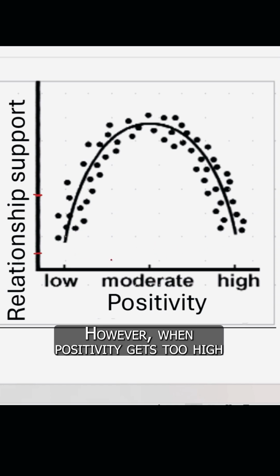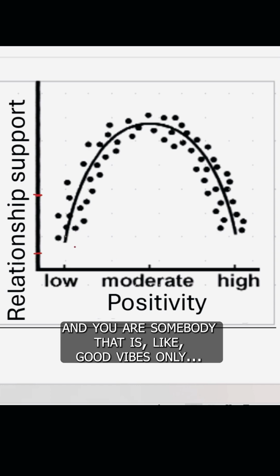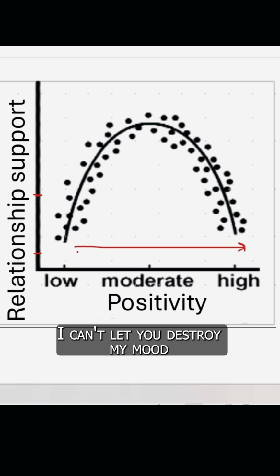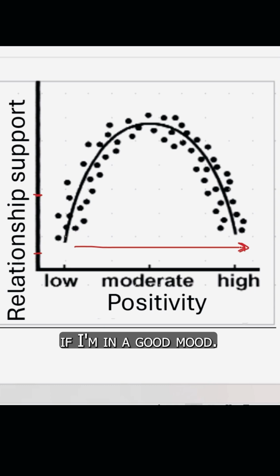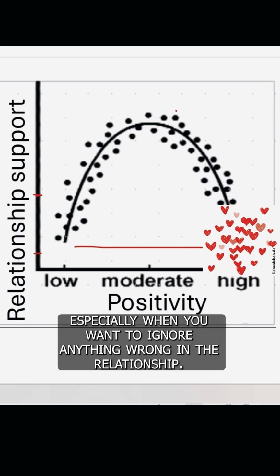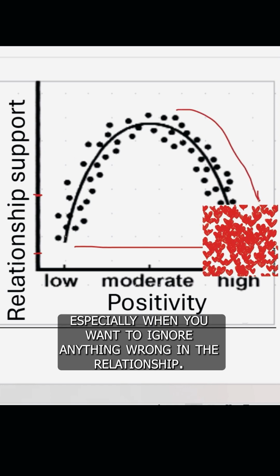However, when positivity gets too high and you are somebody that is like good vibes only, I don't want to hear about your problems, I can't let you destroy my mood, if I'm in a good mood, etc., your being a supportive partner is likely to decline, especially when you want to ignore anything wrong in the relationship.